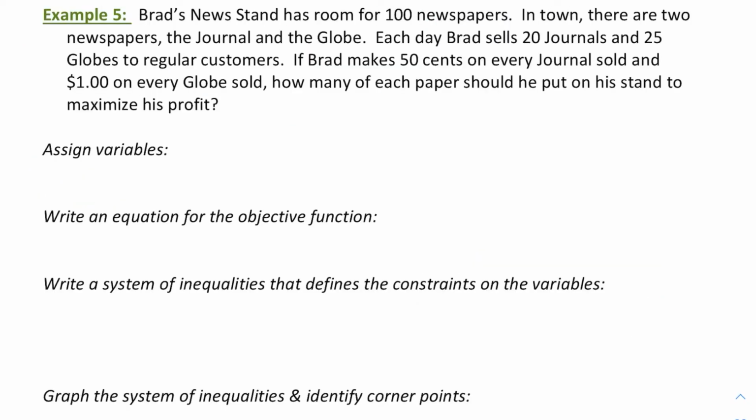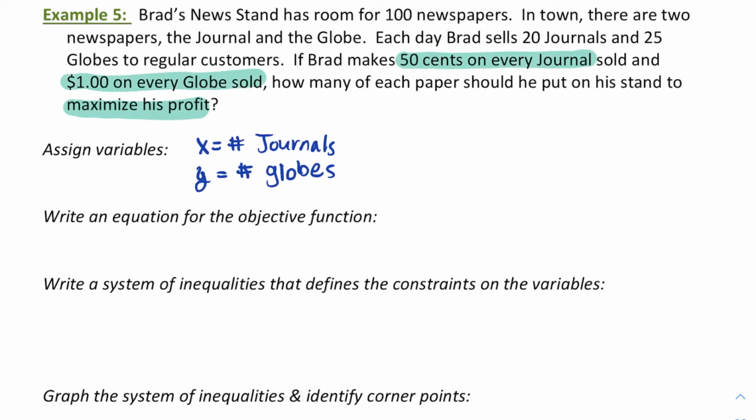So the previous one had the feasible region already graphed for you. This time we're going to do it the whole time through. So we're looking at a situation where Brad's trying to maximize his profit from his new newspaper stand. And my two variables that he has are the number of journals that he can stock and the number of globes that he can stock. So first I'm going to write my objective function. Look at your goal, maximizing profit. So my function that represents the amount of profit he's going to make, if it's 50 cents for every journal, is going to be 0.5x plus my $1 for every globe, y.